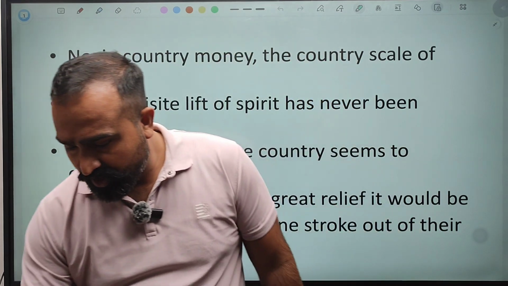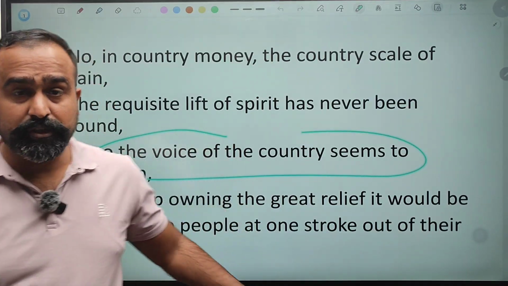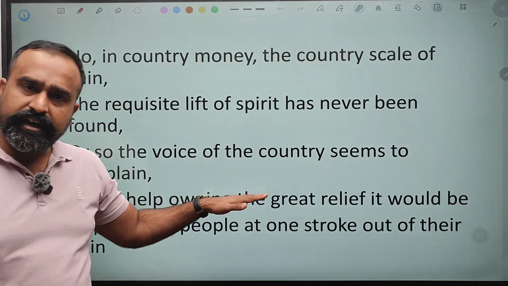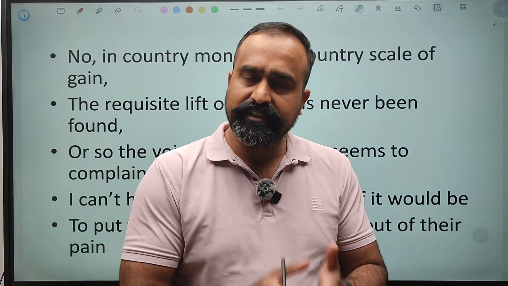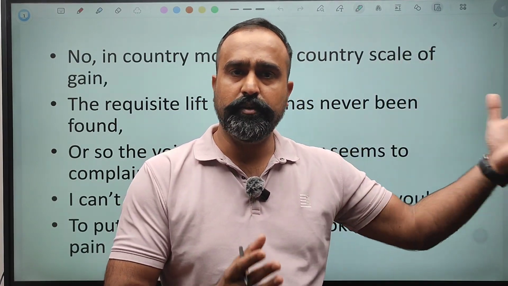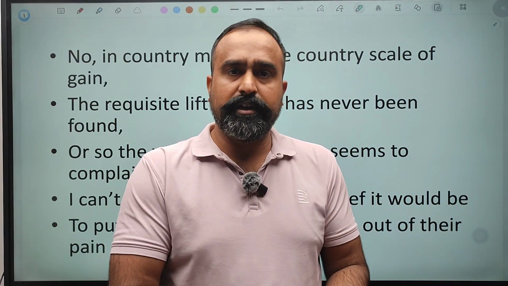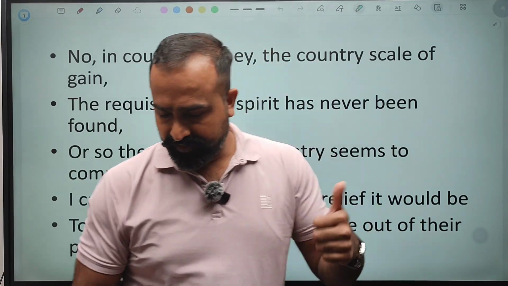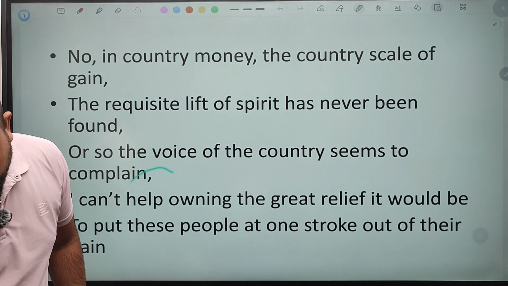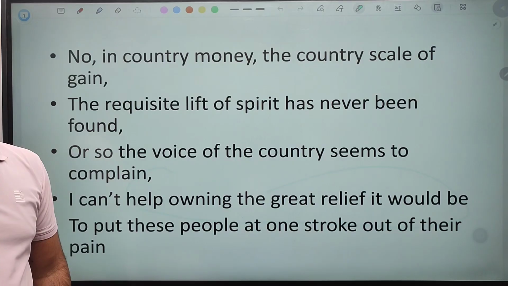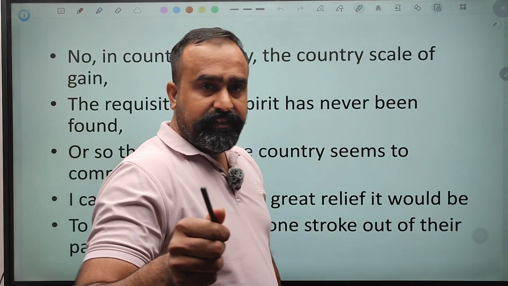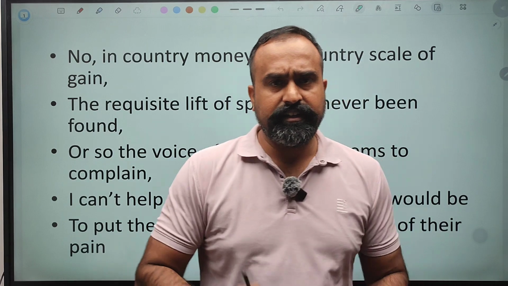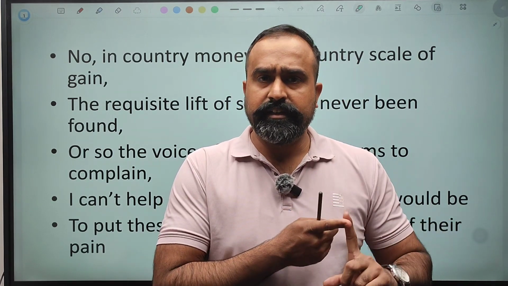Then, or so the voice of company seems to complain. Farmers की complaint क्या है? That there is very less advantage and opportunities in the villages, and that is why they wanted the city people to come and purchase their produce and give them some support. Then, I can't help owing the great relief it would be to put these people at one stroke out of their pain. When the writer did not found any solution, he said, it is better ना रहेगा गरीब ना गरीबी.